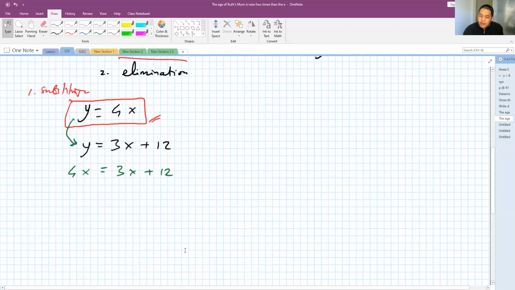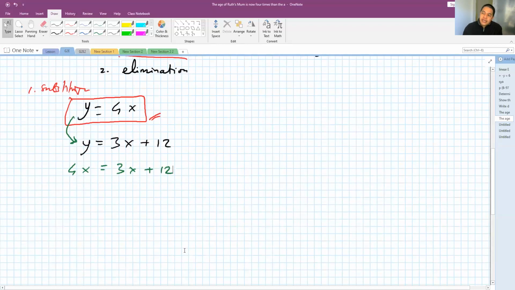Now we just need to solve this one. And of course, our kids need to know how to solve an equation like this, and we need to teach them the idea behind an equation. Basically, when you do something on one side, you have to do the same thing on the other side. So for example, if you subtract 3x from the right hand side, you need to do the same thing with the left hand side.